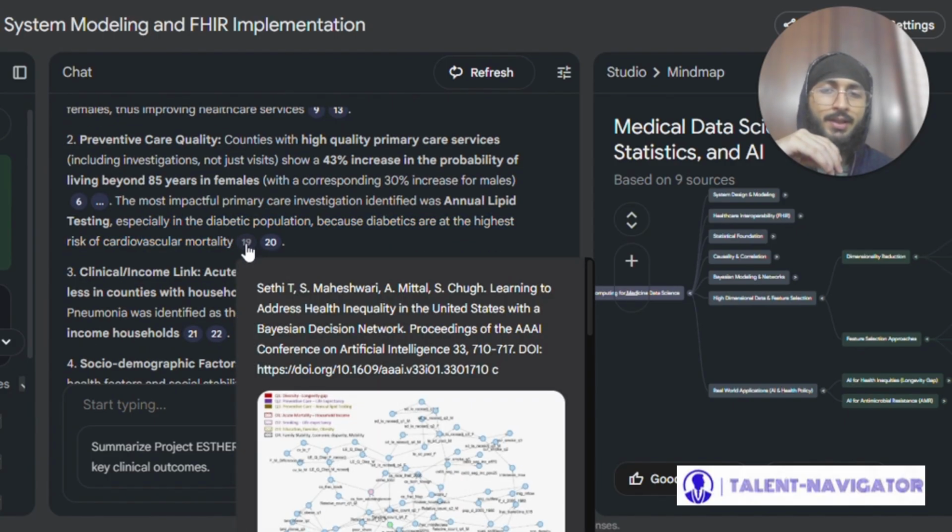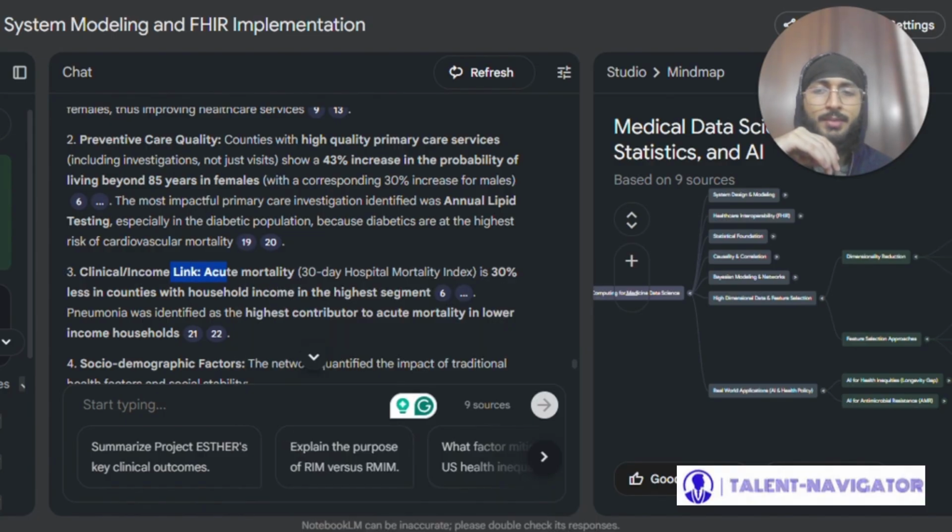Then we have the clinical income link, right? Acute mortality, that is the 30-day hospital mortality index, is 30% less in counties with household income in the highest segment. Pneumonia was identified as the highest contributor to acute mortality in lower income households.